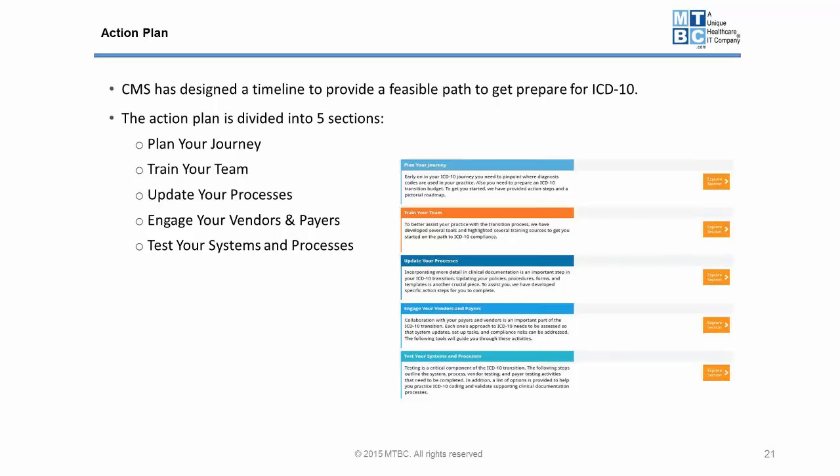The first one is plan your journey. Then it is about training your team, update your processes, engage your vendors and peers, and you can also test your systems and processes. You can also explore all the sections which further elaborates that section of the action plan. Please note that you can even download or customize your action plan through this website.